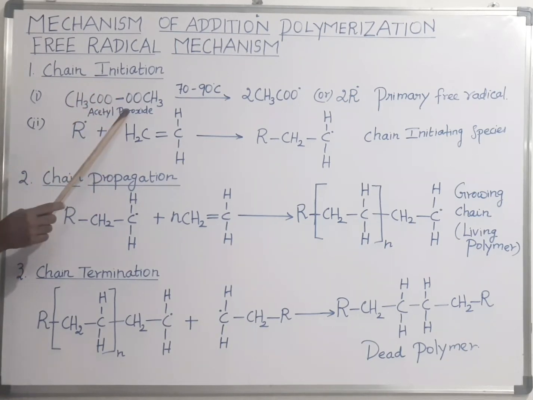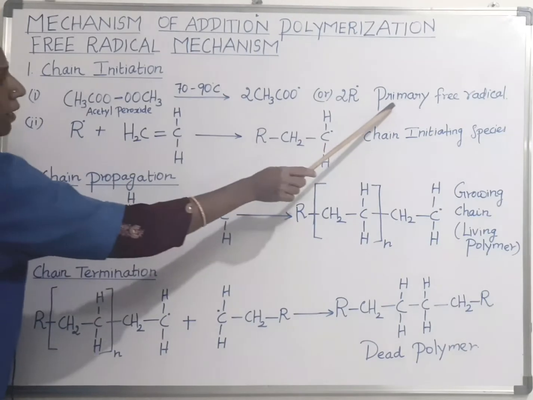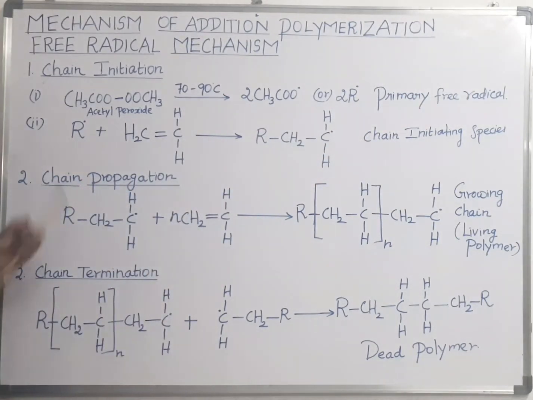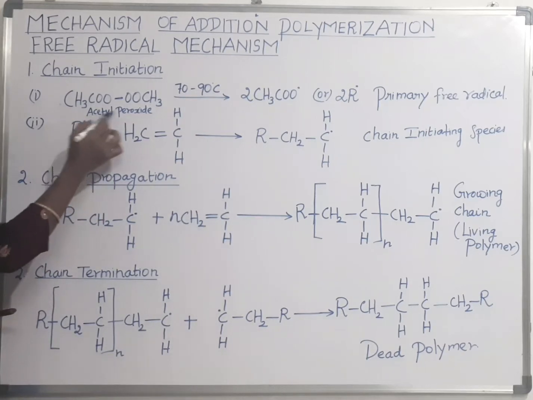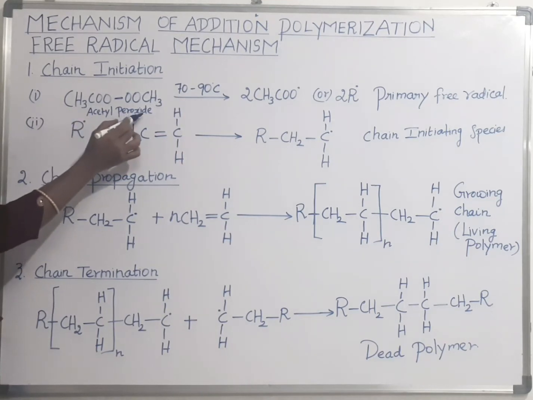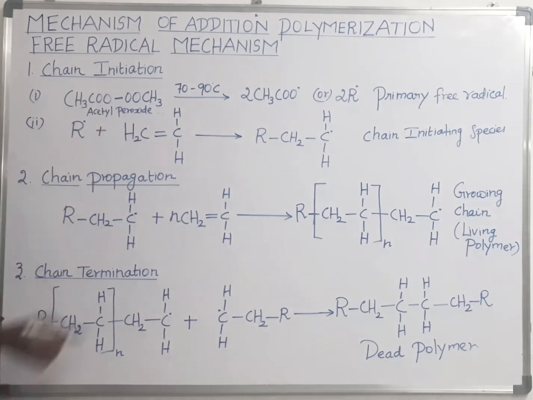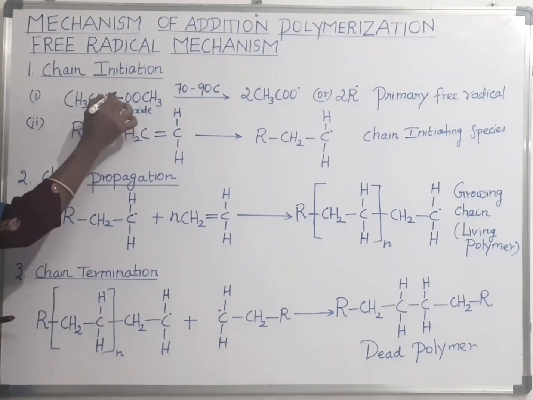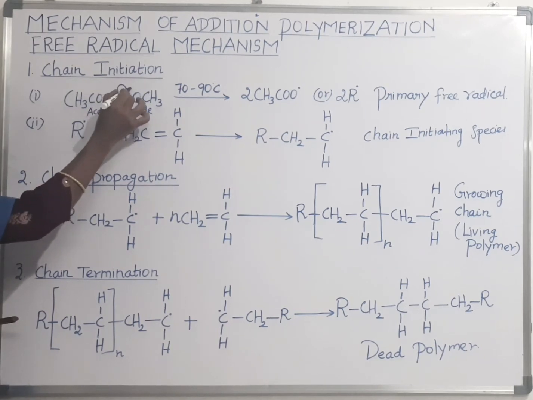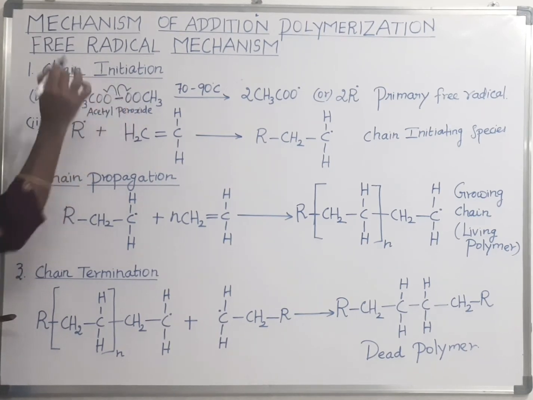The first reaction is the formation of primary free radical. Here we take acetyl peroxide, this is acetyl peroxide. The homolytic dissociation of acetyl peroxide takes place. This is the thermal initiator, acetyl peroxide. How the dissociation takes place, let us see. This bond breaks, here one radical, here one radical.